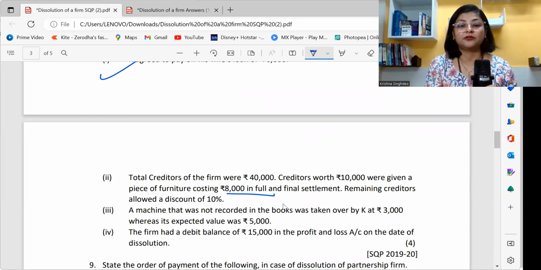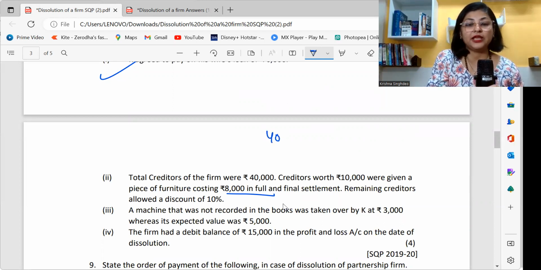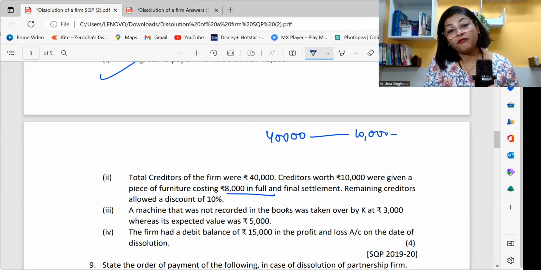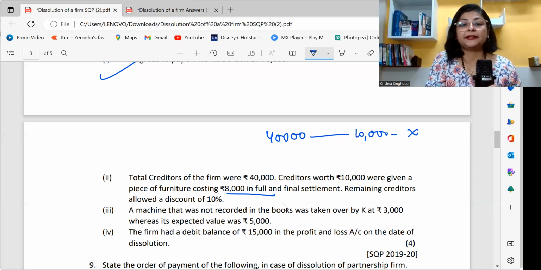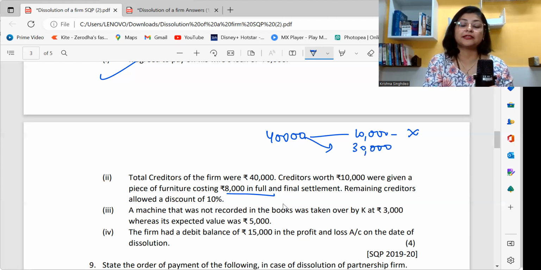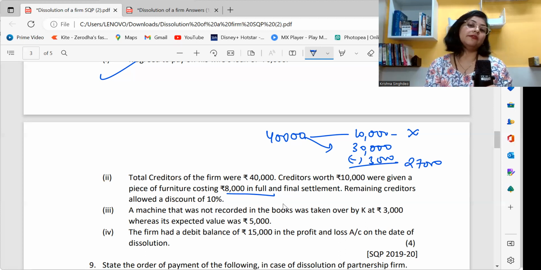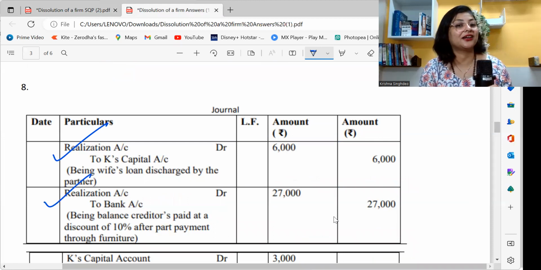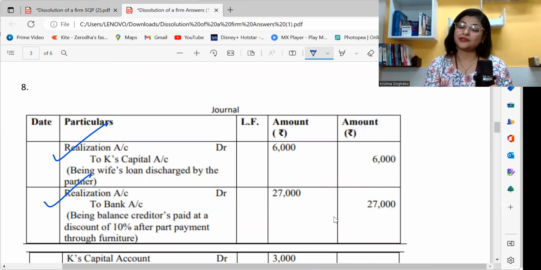Remaining creditors allowed a discount of 10%. So we can do it like this. We had creditors of 40,000. Out of that, creditors of 10,000 were settled by giving a piece of furniture of 8,000 in full settlement. So no entries are to be passed for this, and the remaining creditors are 30,000. But these creditors are giving us a discount of 10%, meaning 3,000 rupees discount we are getting. So for 27,000, we will have to pass the entry. And what will be the entry? Realization account debit to bank will be the entry. You can see over here, realization account debit to bank for this 27,000 rupees.